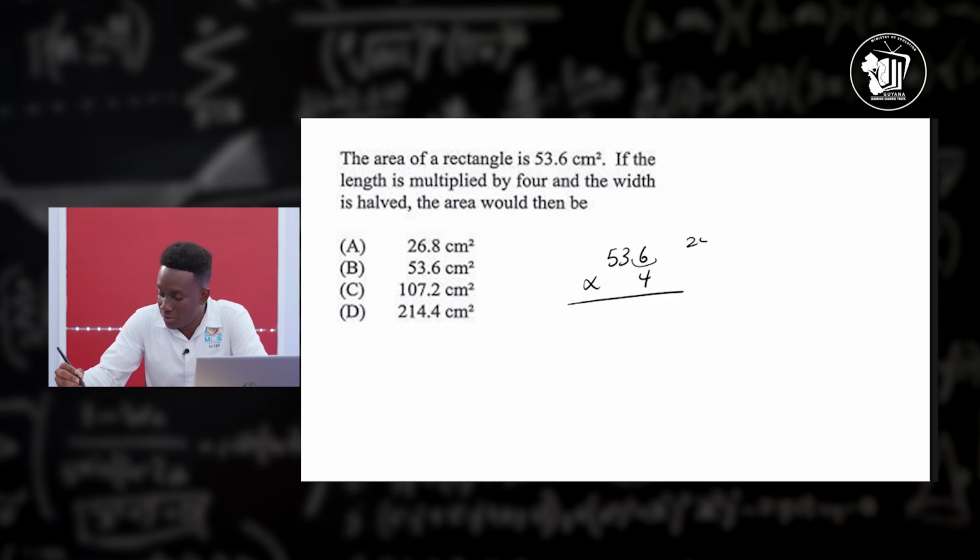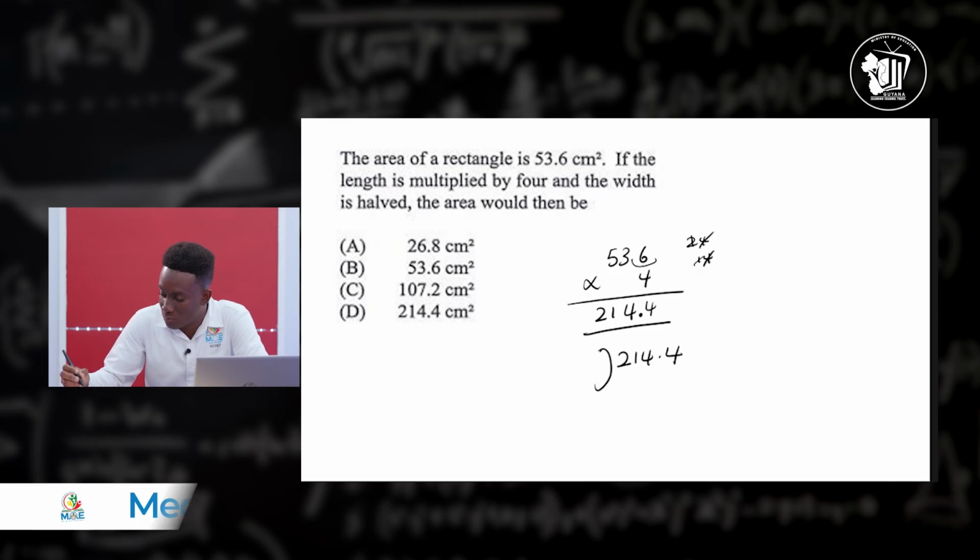You bring in that 4 here. 4 times 3 would be 12. 12 plus 2 would be 14. 4 times 5 would be 20. 20 plus 1 would be 21. And we bring back the decimal point. Then it said the width was halved, so we can halve this here as well. So 214.4, and we can halve it by dividing by 2.